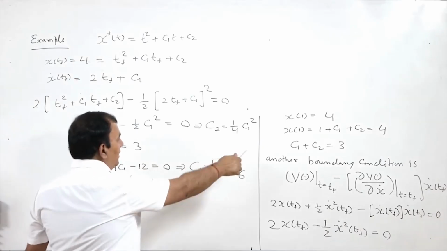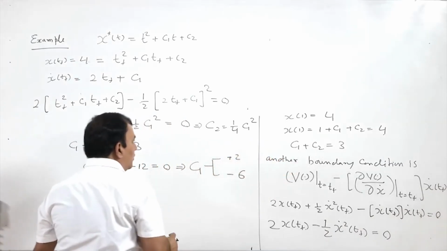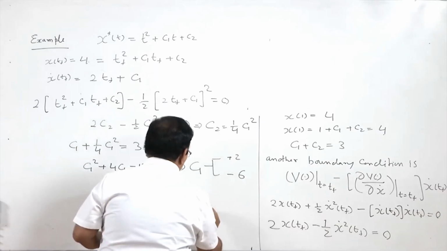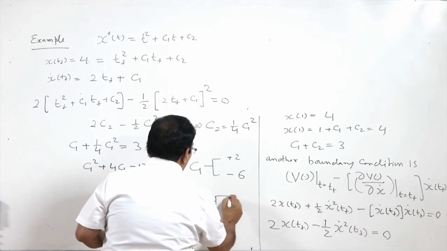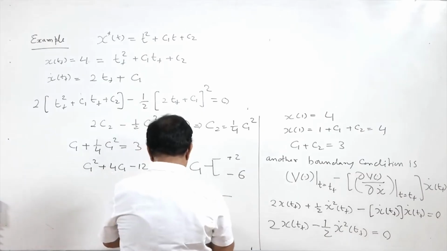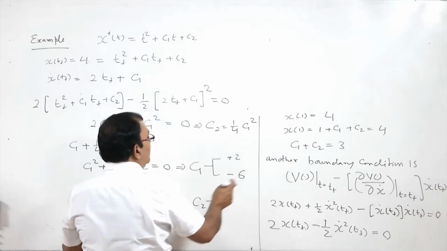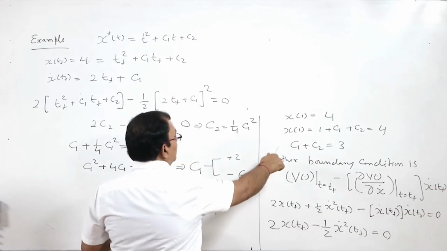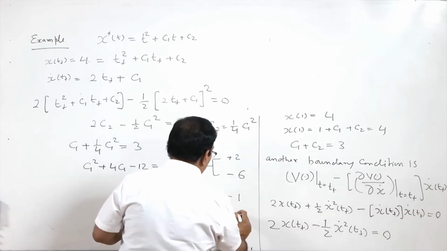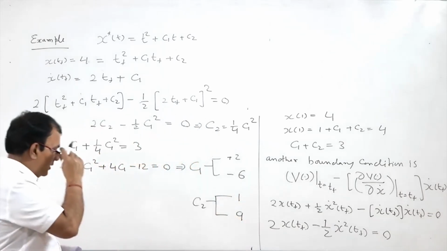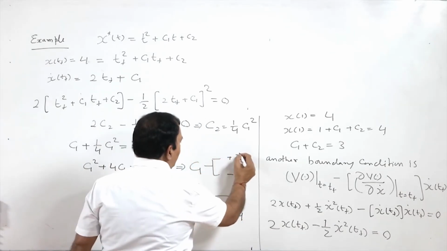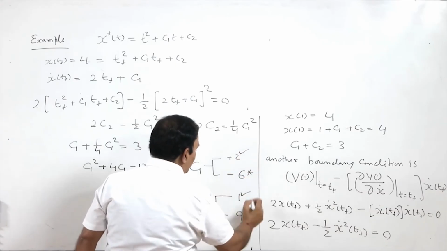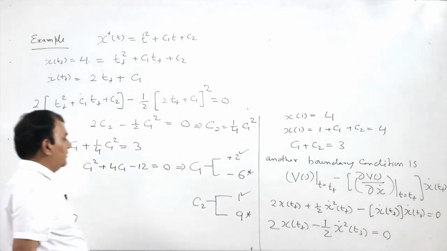Using the value of C1, I can find out the value of C2. So, C2 corresponding to 2: if C1 equal to 2, C2 will be 1, and with minus 6, C2 will be nothing but 9. So, I can take the values as 2 and 1, or minus 6 and 9.